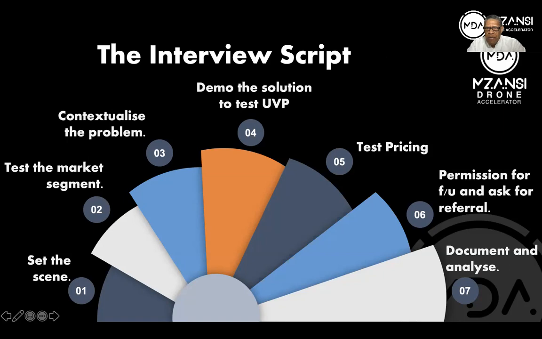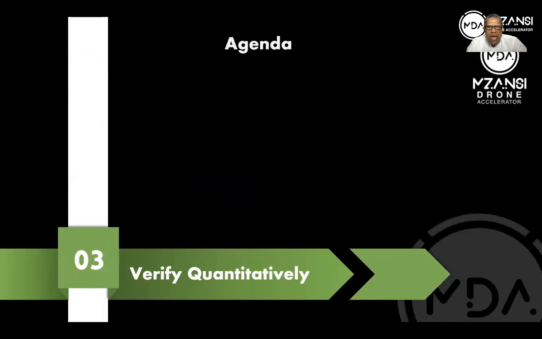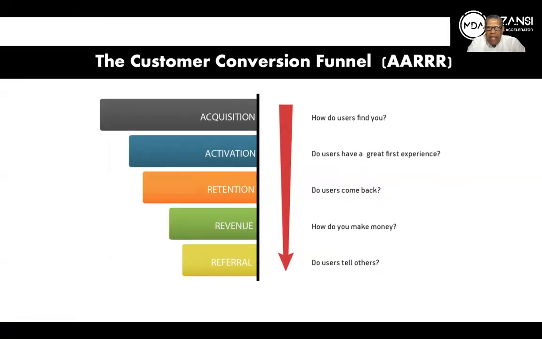All right, people. And then right at the end of the interview, you document and you analyze the results. Let's move on. Now, how do you verify quantitatively? Remember, this is now the numbers game. I'm sure you've heard the quantitative metrics of your business, how your business is working. This is what we call the customer conversion funnel.